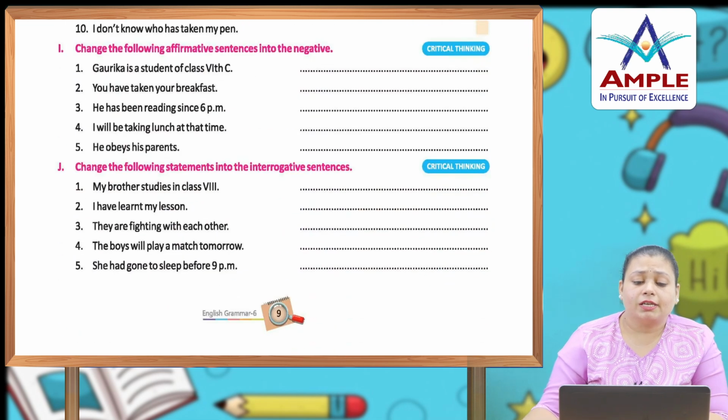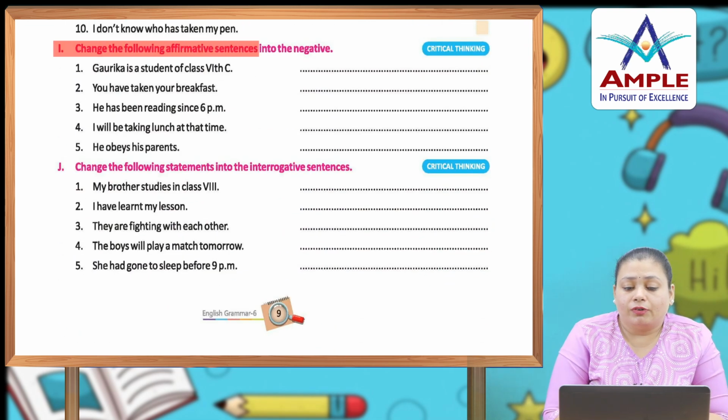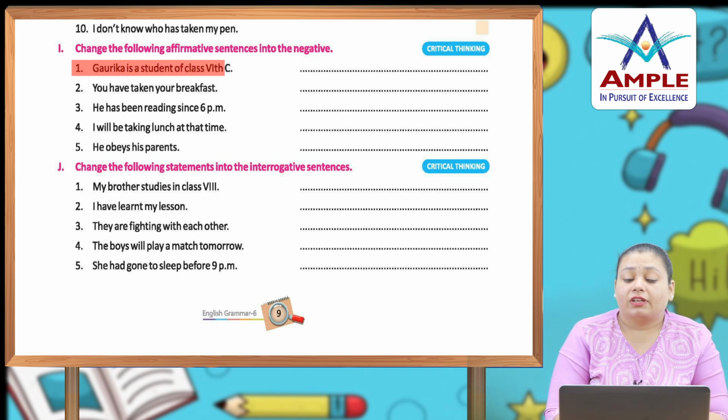Now moving to next, I. Change the following affirmative sentences into negative. You just need to put no between the auxiliary verb and the helping verb. Okay. Gaurika is a student of class 6C. Gaurika is not a student of class 6th C. Okay. Just like that, read the sentences and put the no or not in a proper place, so it becomes a negative sentence. Now do the rest of the part on your own.